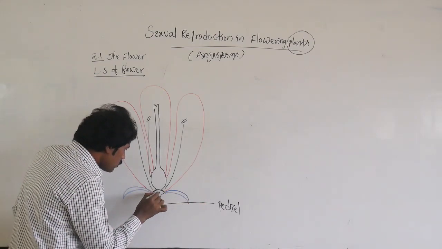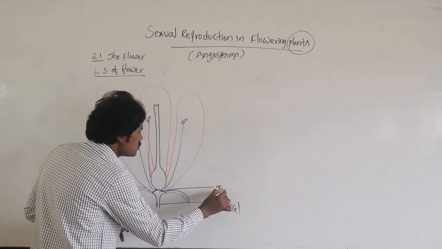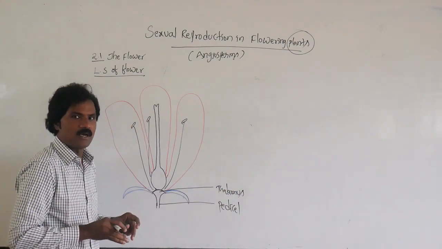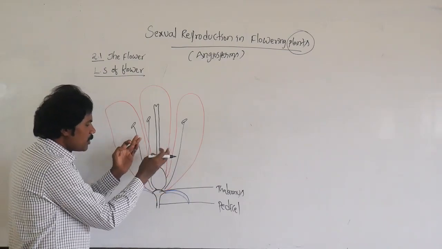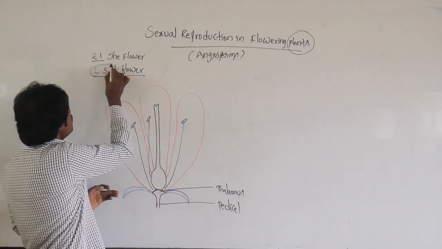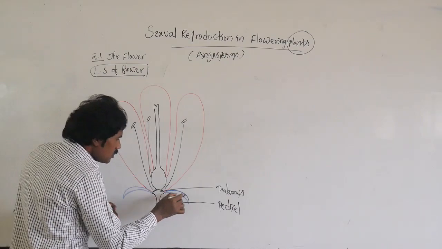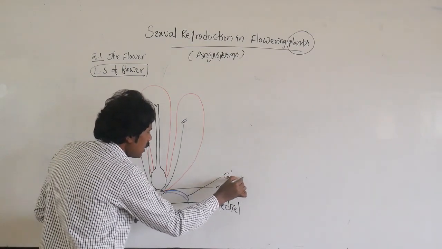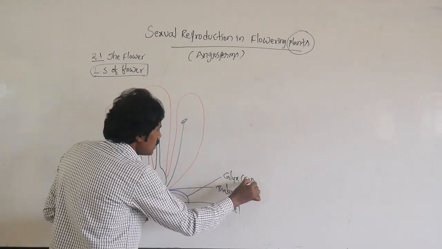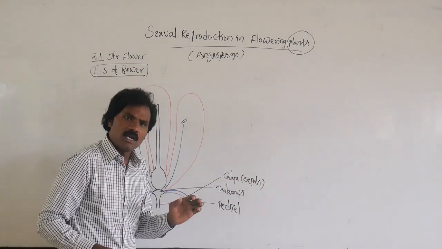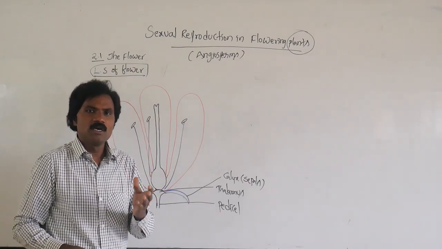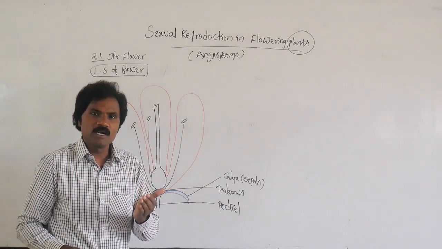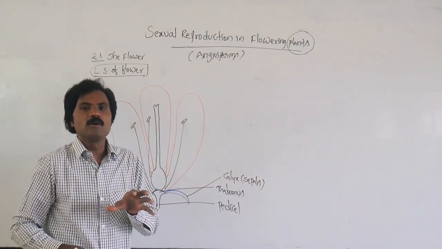The swollen part where it arises is called the thalamus or torus or receptacle. From there, each and every part arises. This is the longitudinal section of a flower. This is the first whorl, which we call the calyx. It is made up of sepals. Some flowers have 5, some 4, some 3 sepals: trimerous, tetramerous, pentamerous. More commonly it is pentamerous.